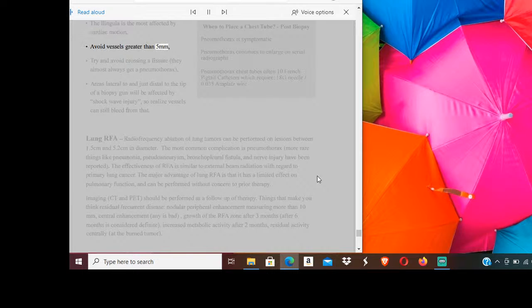Avoid vessels greater than 5 mm. Try and avoid crossing a fissure, they almost always get a pneumothorax. Areas lateral to and just distal to the tip of a biopsy gun will be affected by shockwave injury, so realize vessels can still bleed from that.